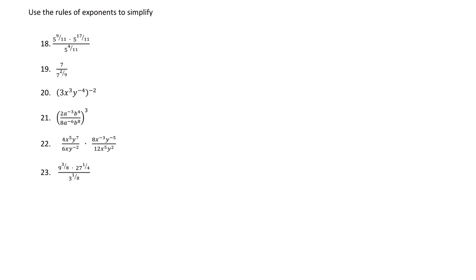Okay, 18 through 23 use the rules of exponents to simplify. The rules of exponents are: if you're multiplying powers, we add. For dividing powers, we subtract. Power to a power, we multiply. And negative exponents, there should be no negative exponents in your answer.